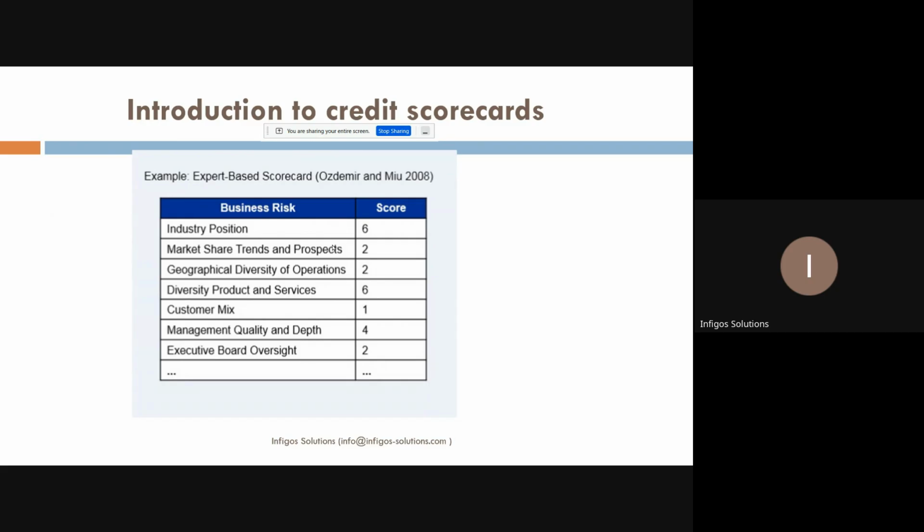So this is an example of an expert used scorecard, where you look at industry position for the business, market share, geographical diversity, product diversity, customer mix, manager quality, executive board oversight. These are the kinds of things for which you say, what is the score for this company? Based on this score, you will decide whether it qualifies or is disqualified according to the decided cutoff for lending.